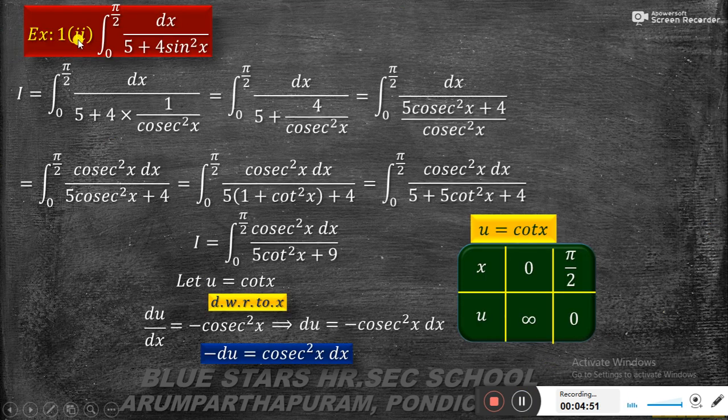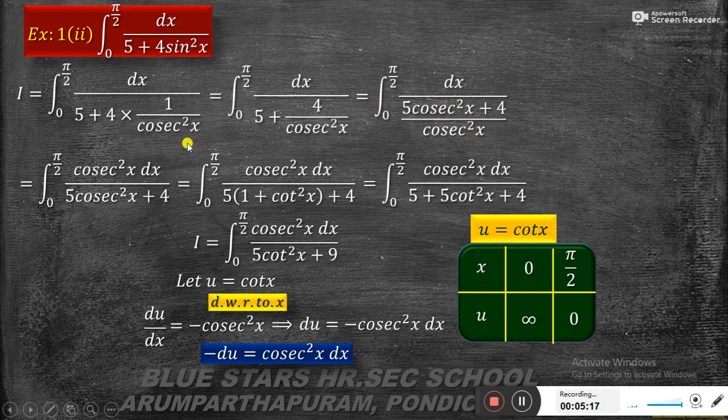So you see the exercise problem, first problem, second subdivision: integral 0 to pi by 2 dx by 5 plus 4 sin square x. Here I equals integral 0 to pi by 2 dx by 5 plus 4 into sin square x. You write 1 by cosecant square x, so you write dx by 5 plus 4 by cosecant square x. In the next step you do the cross multiplication, so integral 0 to pi by 2 dx by 5 cosecant square x plus 4 by cosecant square x.